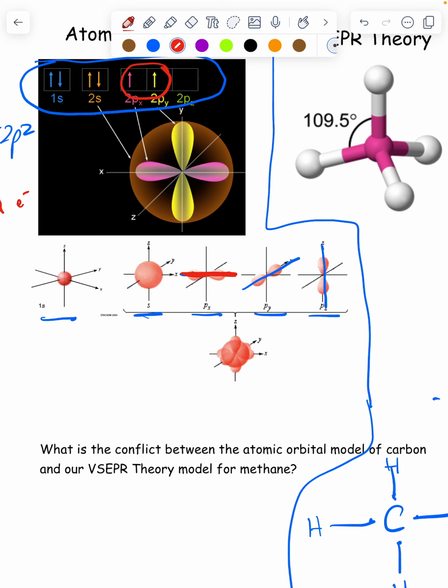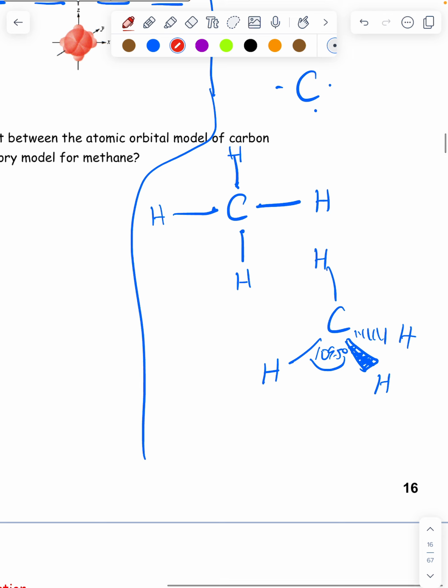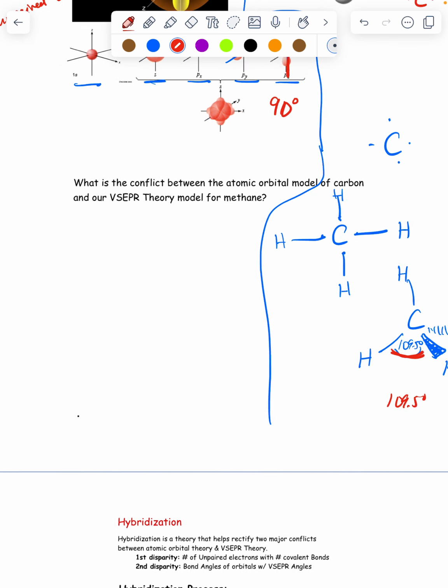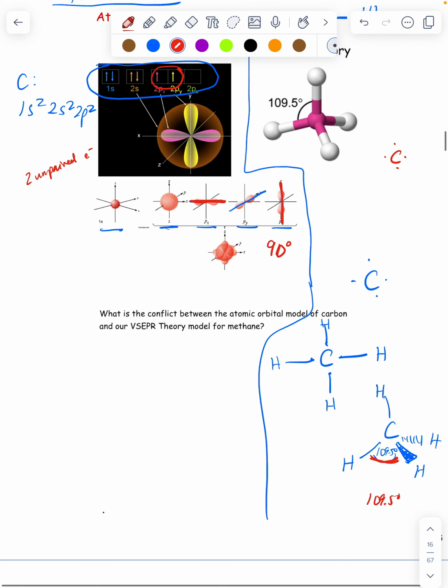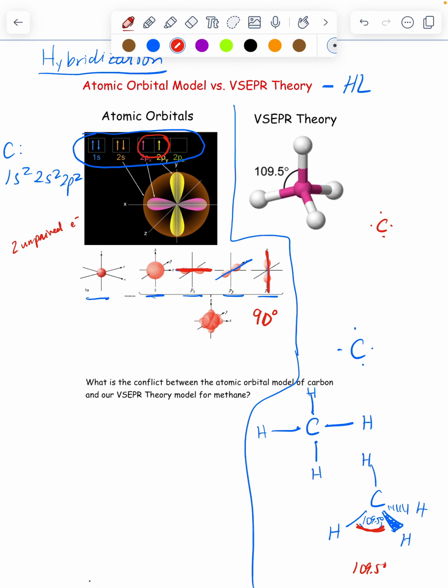So maybe they're in this orbital and maybe they're in this orbital. So we've got some kind of 90-degree orientation issue happening. But when we learn the shapes, we learn that if there are 4 electron domains, those electron domains are going to spread out evenly, and we end up with a 109.5 bond angle. So we have a few different conflicting ideas here. We have issues about how many unpaired electrons carbon has, and about where those bonds should be allowed to exist. And so the main point is that clearly we need some theory, some idea that can bridge the gap between these two theories.